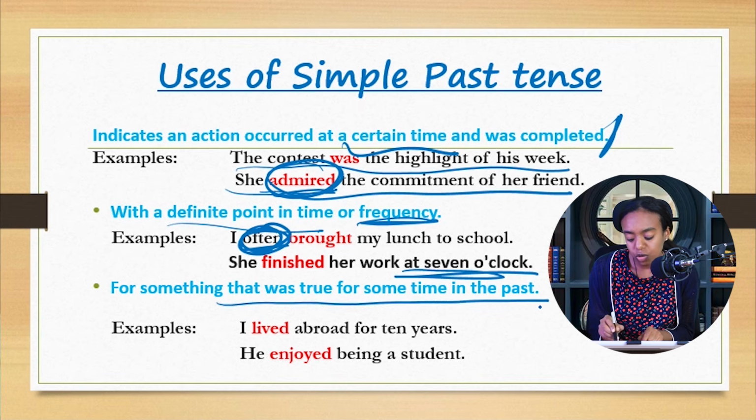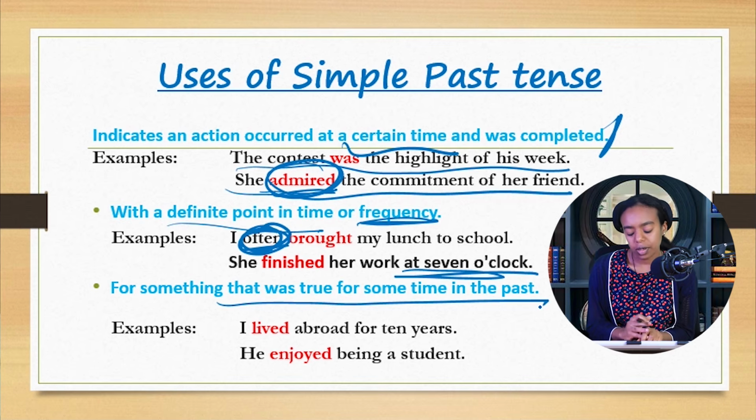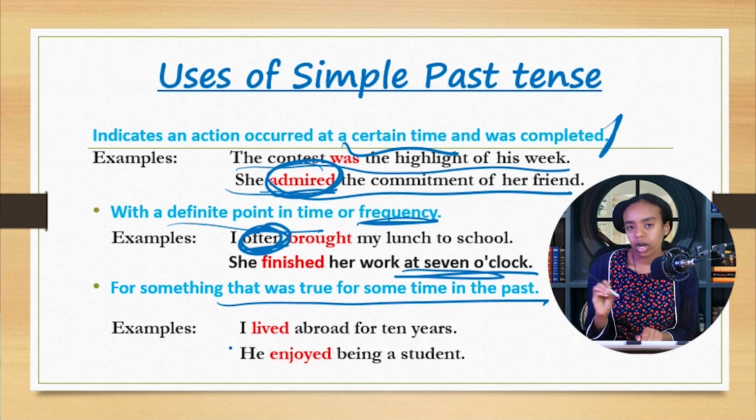The next use is for something that was true for some time in the past. In the past true ሆኖ አሁን ግን true ያልሆነ አክሽን ሲሆን ለምሳሌ I lived abroad for 10 years. ከሀገሬ ውጪ ለ10 ዓመት ኖሬያለሁ። አሁን ግን አልኖርም ማለት ነው። Lived አልፏል። It's in the past.